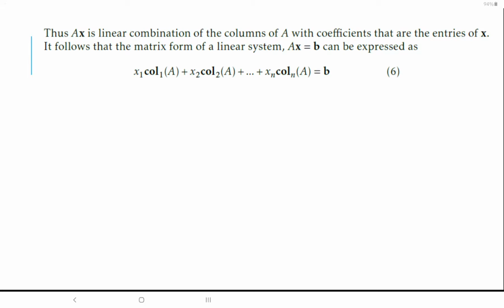Okay, it follows that the matrix form of a linear system can be expressed. So we have here another way of expressing a linear system. So we have x1 times the first column of A, etc., which is just equal to B. So B here is a vector as well.